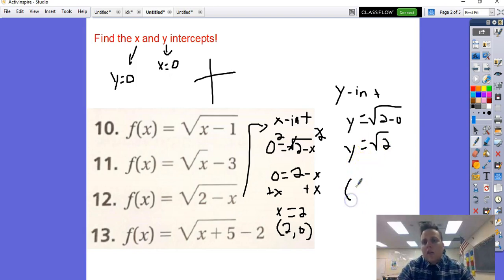So then that gives us the y-intercept. X was 0. Y was the square root of 2. And there we go. All right, so there's our x-intercept. There's our y-intercept. Simple as that.